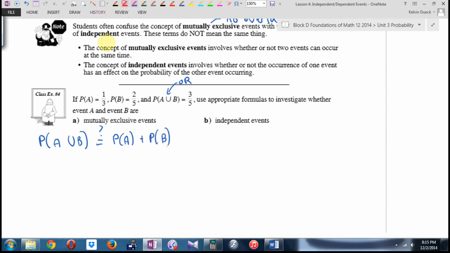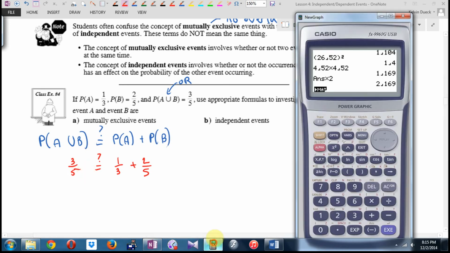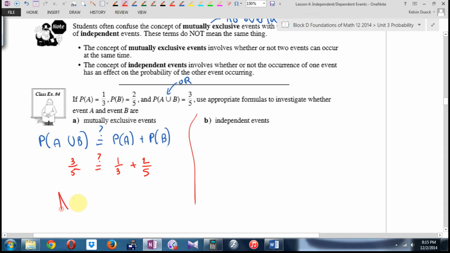Well, the probability of A is 1/3. The probability of B is 2/5. Is that equal to, and it tells me "or" is 3/5, is that true? Is 1/3 plus 2/5 equal to 3/5? No. And you can try it on your calculator if you really need to. So are these mutually exclusive? No. There must be some overlap.